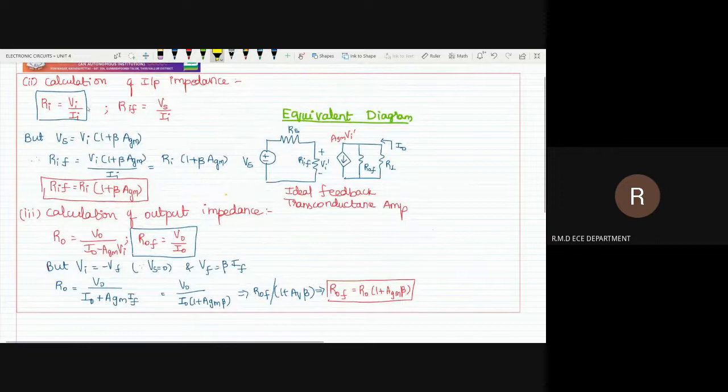In the same way, RI will be equal to VI by II, this formula, and ROF will be equal to V naught by I naught. Both are constant. I have to distribute the remaining two things in the formula. Just now we got the equation of VS. Just substitute there. You are getting this equation. Then calculation of output impedance. In the same way, output is a current, so distribute the denominator. Get the equation. Just substitute, and you are getting that answer. Finally, you have to draw the equivalent diagram.